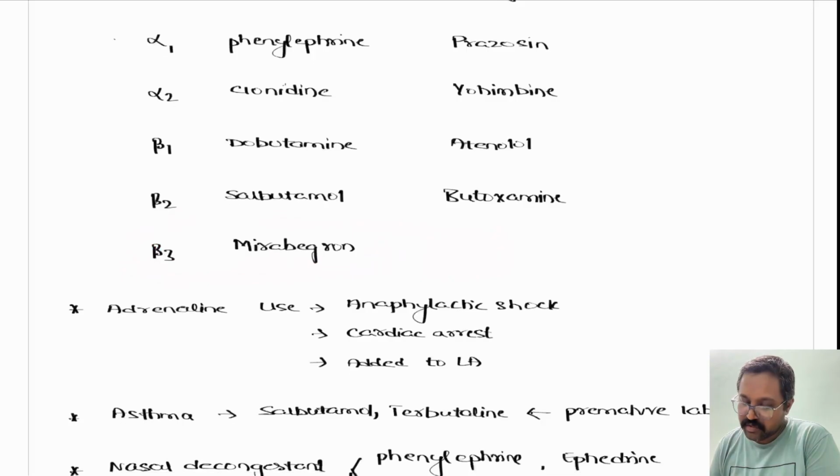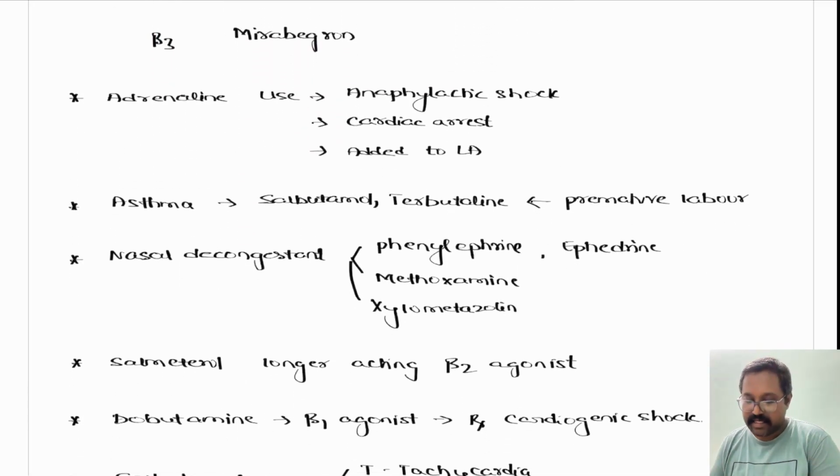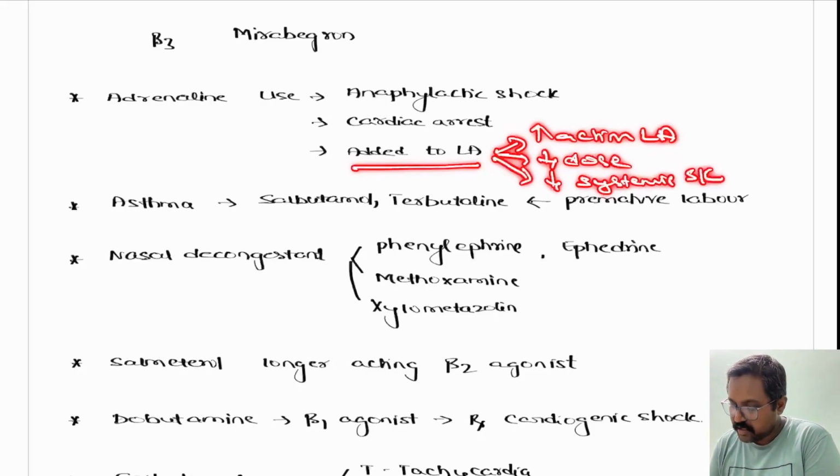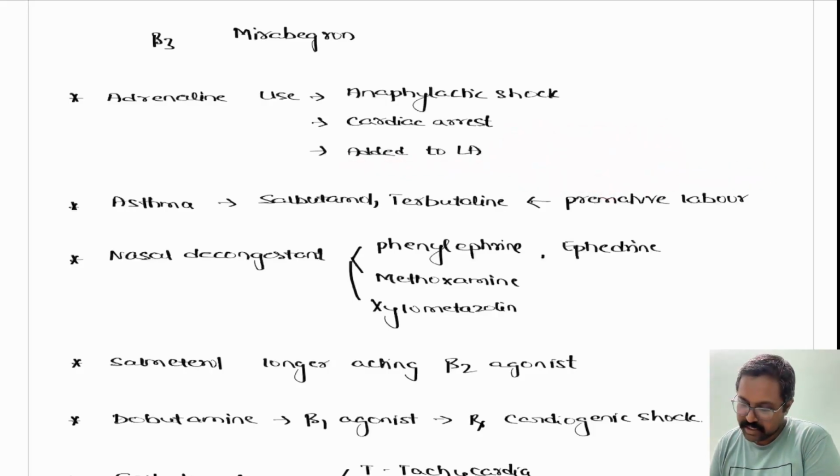So what are the uses of adrenaline? Adrenaline is a sympathomimetic agent. It is used for the treatment of anaphylactic shock and cardiac arrest. It is added along with local anesthetic to increase the action of local anesthesia, to decrease the dose required for local anesthesia, and to decrease the systemic side effects related to local anesthesia.